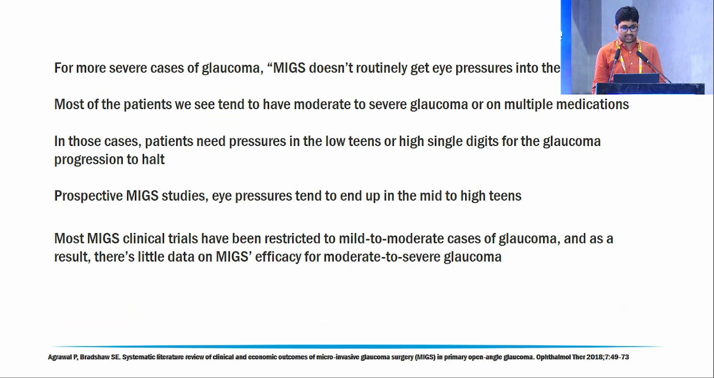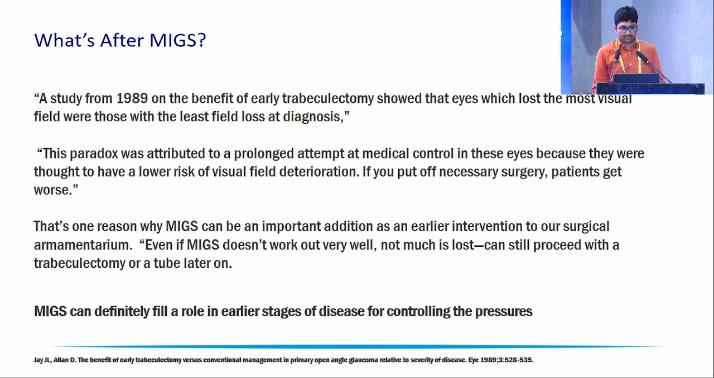So for more severe cases of glaucoma, MIGS does not routinely get eye pressures into the low teens, and those patients need pressures in the low teens to high single digits for glaucoma progression to halt. In those cases, MIGS will be helpful.